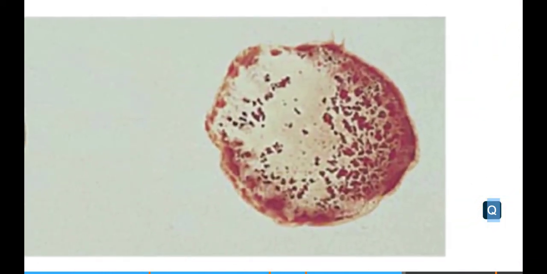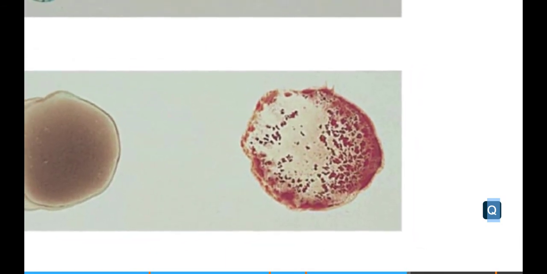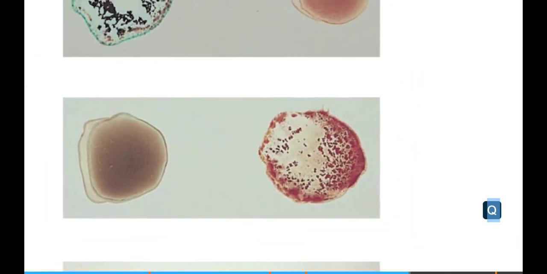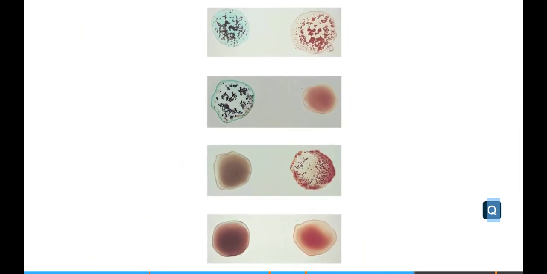Note that for demonstration purposes, we'll be using synthetic blood. Your instructor may choose to use either real or synthetic blood. The results achieved are similar, but not identical. Typing with real blood is shown in the photographs.